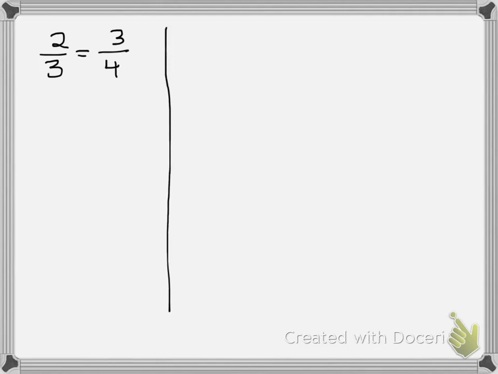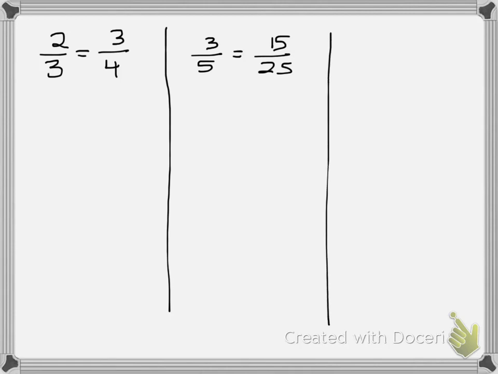Three more. Try this: 2/3 equals 3/4. Write that down and tell me if it's a proportion or not. And then try 3/5 to 15/25 and see if that's a proportion. And then 4 to 3 equals 6 to 5.